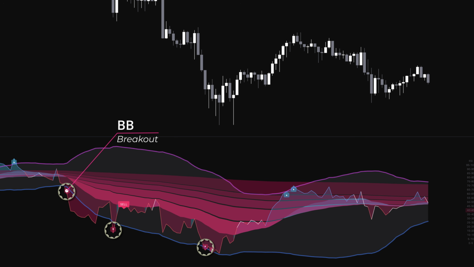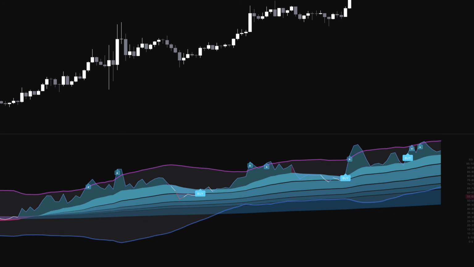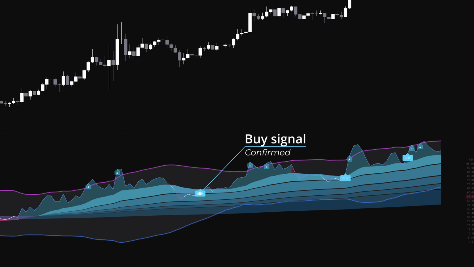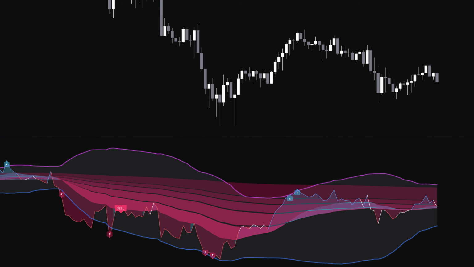These triangles are not entry signals. They mark the beginning of a potential setup window. The second stage is the entry confirmation. For a buy signal to fire, the required number of ribbon pairs must be stacked in the bull direction. This threshold is adjustable via the min ribbon pairs aligned input, and RSI must cross back above the shortest ribbon MA after pulling into it, while still reading as bullish in color. When all conditions align, a buy label appears. The same logic applies in reverse for sell signals.